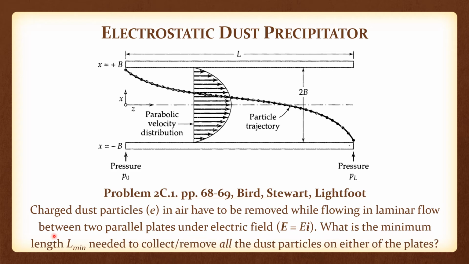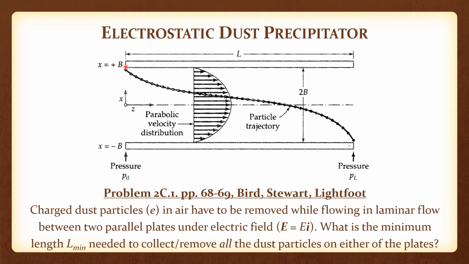What is the minimum length, L minimum, that is needed to collect or remove all the dust particles on either of the plates? Assuming the dust particles are either positively or negatively charged. So the positively charged dust particles that enter this region should get collected on the negatively charged plate. The negatively charged dust particles should get collected on the positively charged plate.